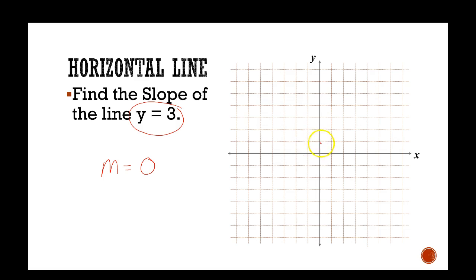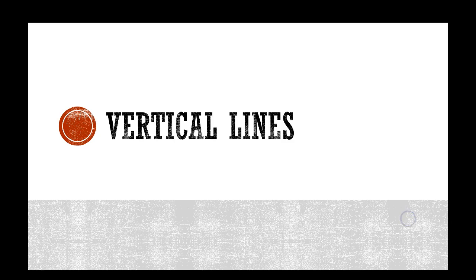So if y equals 3, that means it's got to be right here. And y is going to equal 3 at any level of that. So that's going to be a horizontal line right there. And again, from any of these two points, I'm never going to go up or down. I'm only going to run an amount. So that's why the slope's 0.